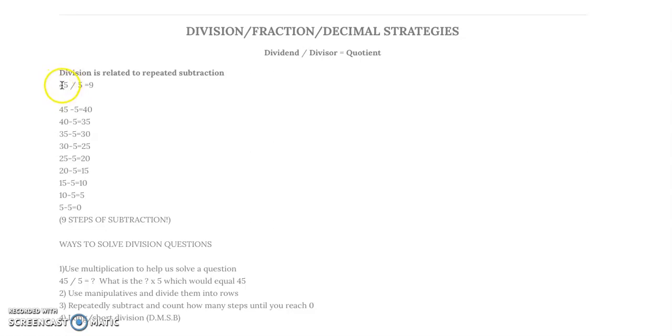Well, if we take this dividend and we subtract it by the divisor, so we're repeatedly subtracting 5, until we have no chocolate bars left, you'll see that there are in fact 9 steps of subtraction until we arrive at the quotient of 9. So what we're saying here is that each person, each one of my 5 best friends, will each receive 9 chocolate bars of my 45 that I have started off with in total.